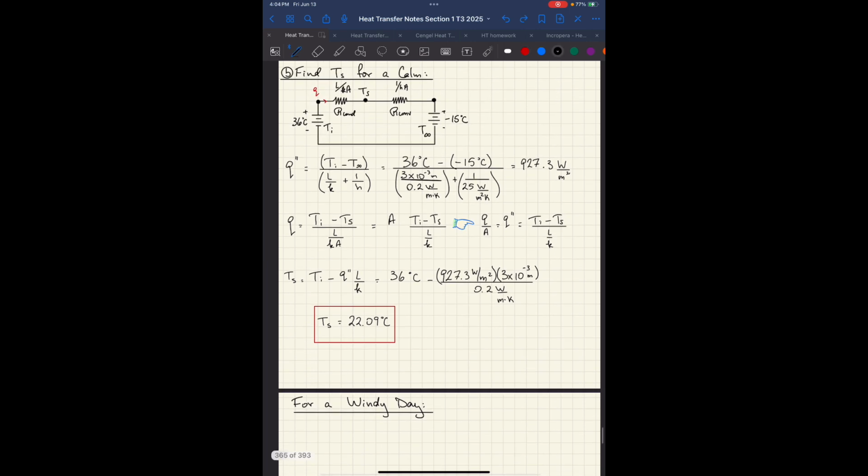For the windy day, Q is equal to, again, we do Ts minus T infinity divided by 1 over HA. Again, the A comes out.